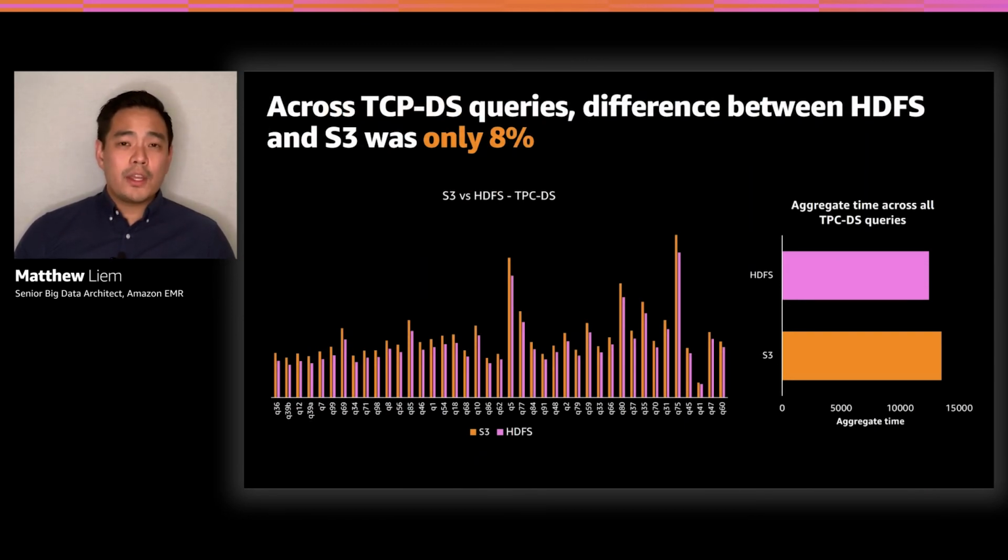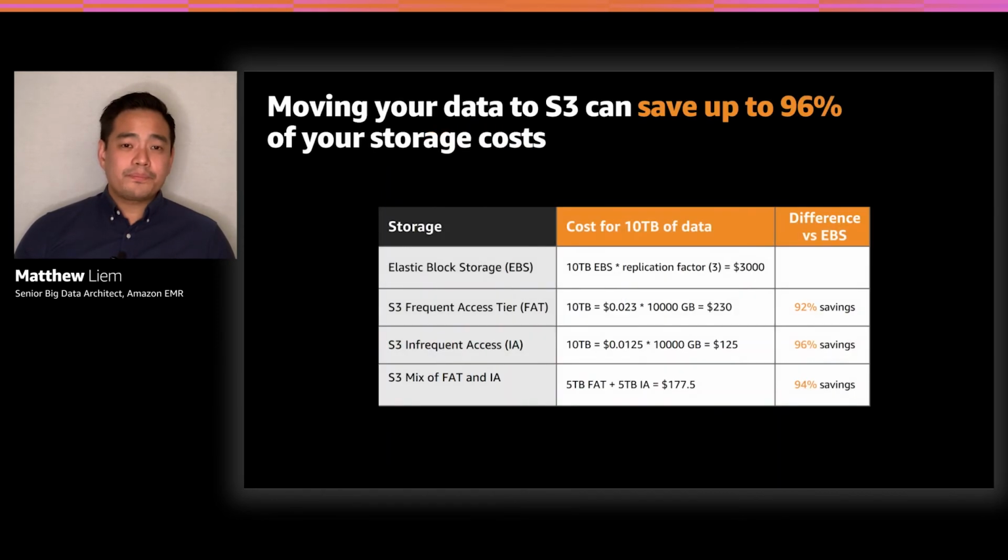Now, if you're concerned with the performance of S3, you shouldn't be. We did some benchmarking where we compared HDFS and S3 and found that S3 is slower by only 8%. And when you factor in the cost difference between HDFS and S3, as we'll see on the next slide, it often makes up for that difference.